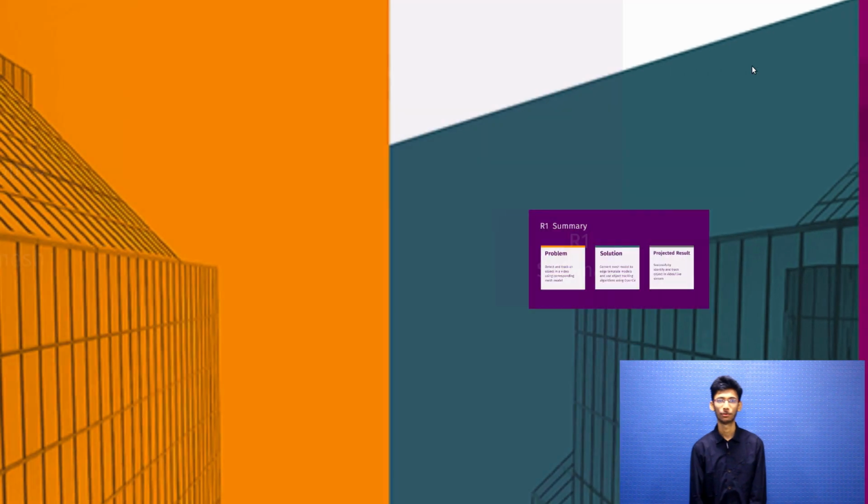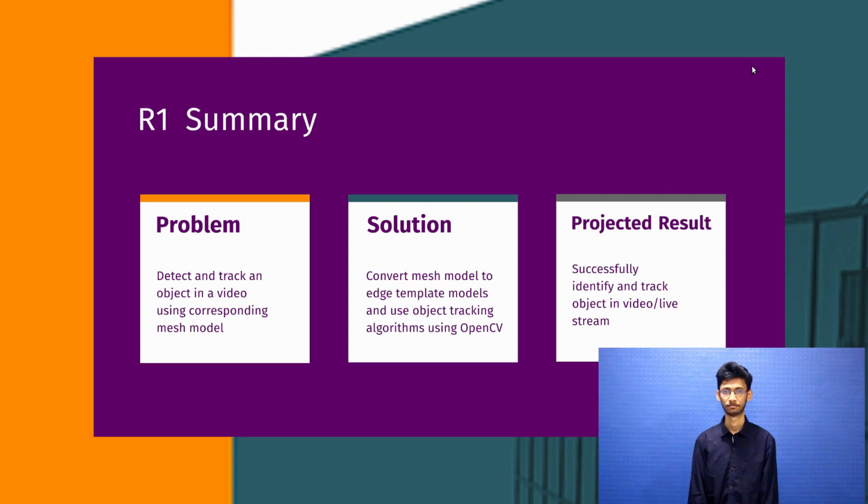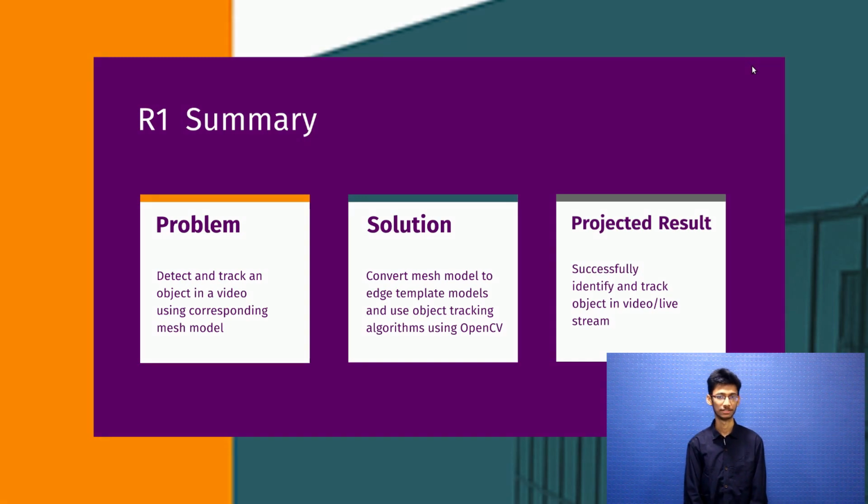So the problem statement was to detect and track objects in a video using the given mesh models. And our approach to the problem was to convert the mesh models to corresponding edge templates and then use OpenCV algorithms to do the tracking. Our software can now successfully detect and track objects in a video stream.